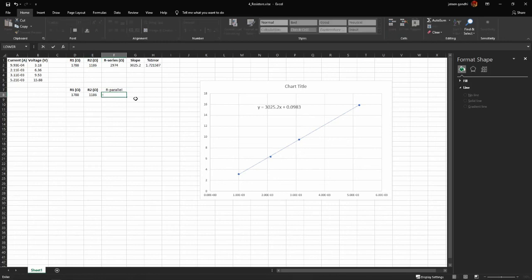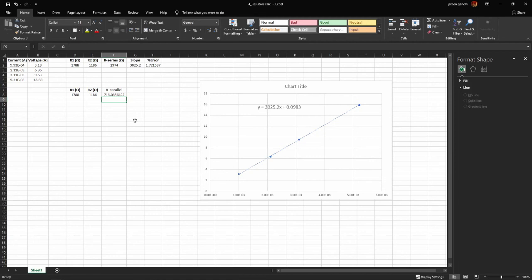So this is going to equal 1 divided by 1 over the first resistor, plus 1 over the second resistor. If I do that, that gives me a value. So I'm expecting about 713 ohms of resistance, right?